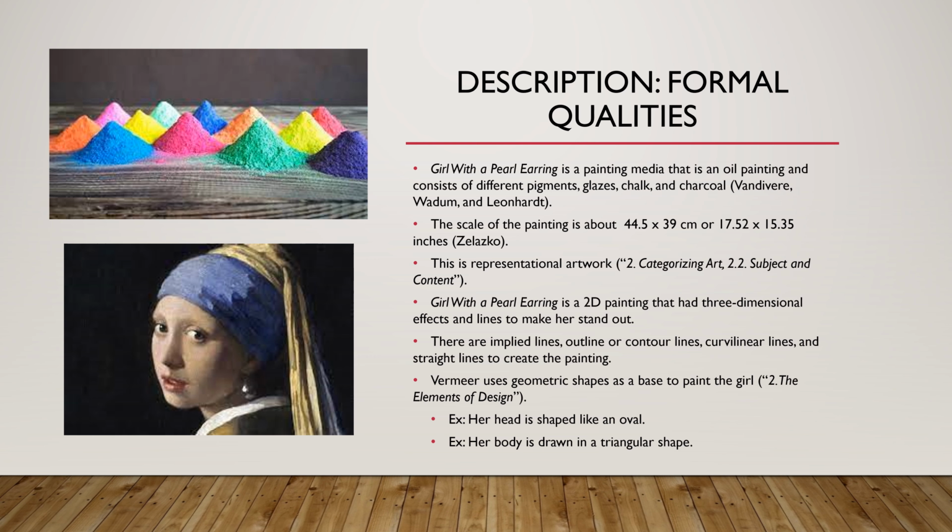Besides that, there are actually several lines that you can see in this painting. As you can see, there are implied lines which connect to where the girl is gazing. The next type of lines that are shown are outlines or contour lines, which define the shape of the girl, and there are multiple uses of curvilinear and straight lines. Vermeer's use of shapes in this painting is geometric. For instance, the head is drawn in an oval shape, while the body is drawn in a triangular shape.